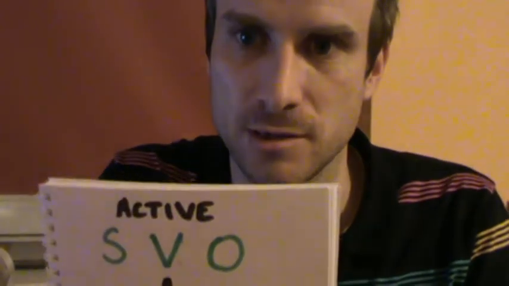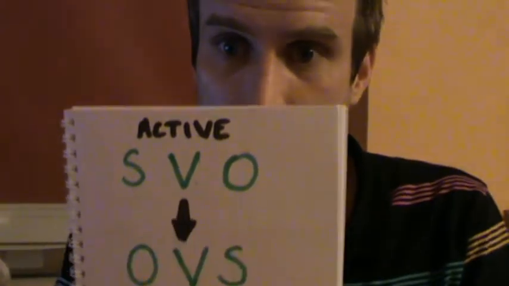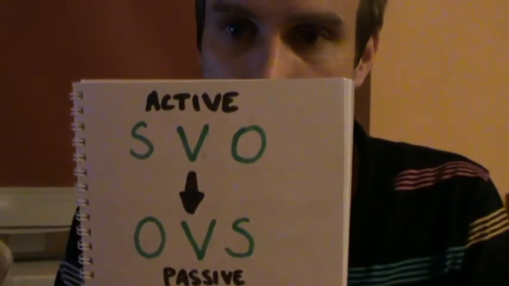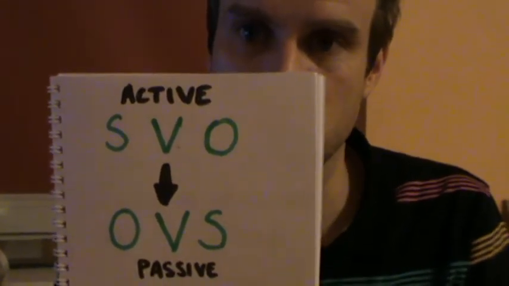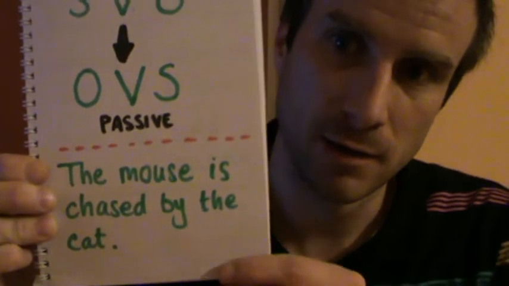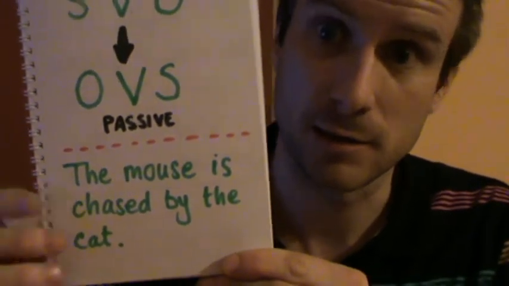We're going to get rid of the place and time. They're not really important for what we're looking at, but as I say, they're not very flexible in English. So we're just going to look at these 3 bits. Subject, verb, object is an active sentence. To make a passive sentence, we're just going to switch that around. Object, verb, subject. The way we do this is by putting the mouse before the cat and saying the mouse is chased by the cat.